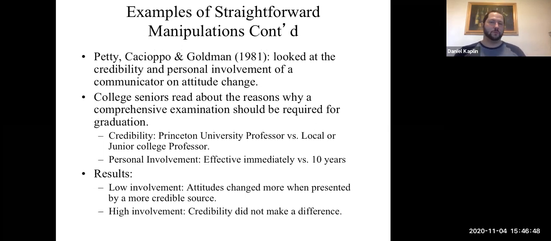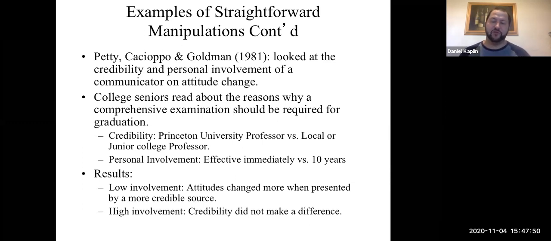Another example of straightforward manipulations is Petty, Cacioppo, and Goldman wanted to see whether or not the credibility of a person influenced one's attitudes, or whether or not personal involvement impacted one's attitudes about something. So here's the design. College seniors were given a passage and they were asked to read reasons why taking a comprehensive examination should be required before graduating with a bachelor's degree. What is a comprehensive examination? It's a test of your knowledge of all the things you've learned throughout your undergraduate career and the things that the college would expect of you.